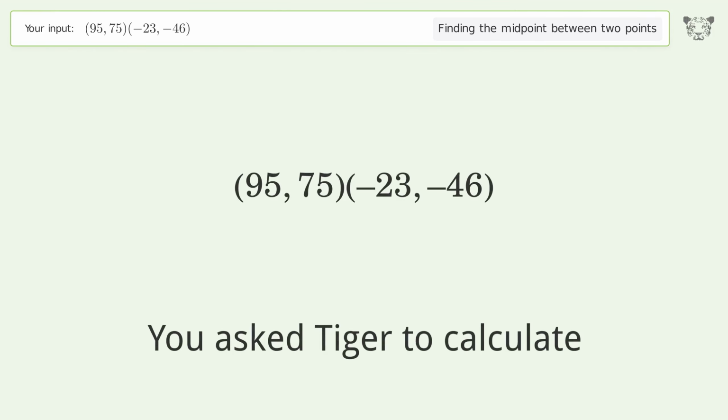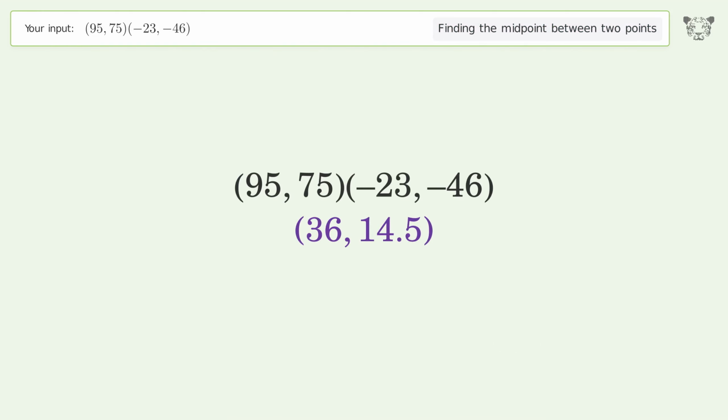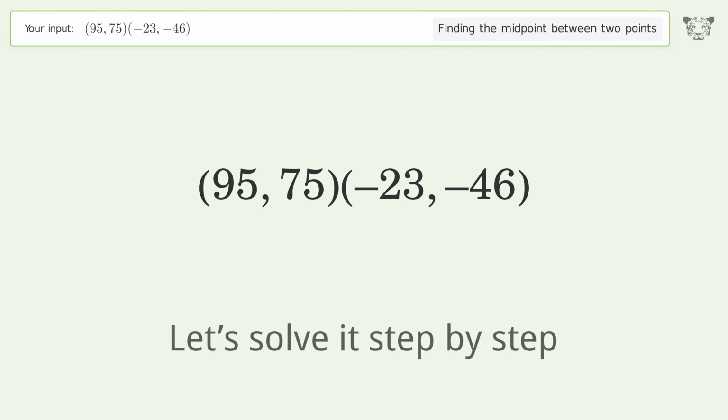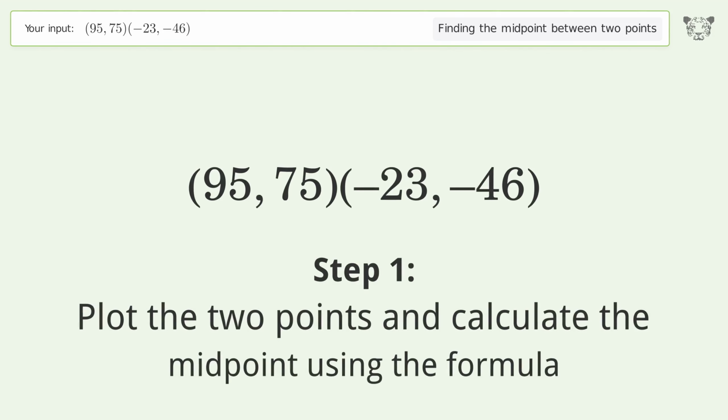You ask Tiger to calculate. This deals with finding the midpoint between 2 points. The midpoint between the 2 points is 36, 14.5. Let's solve it step by step. Plot the 2 points and calculate the midpoint using the formula.